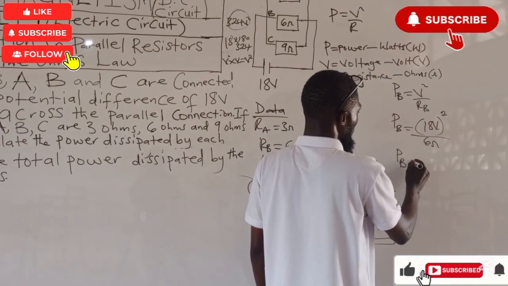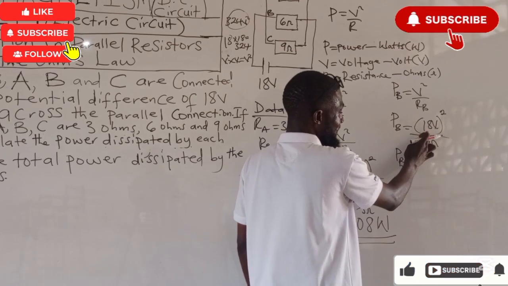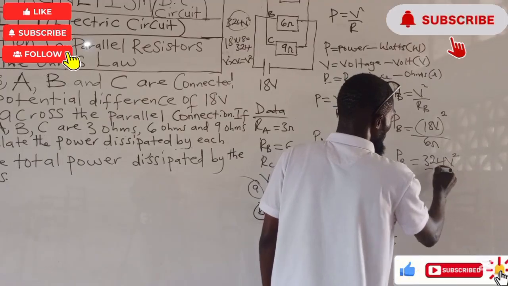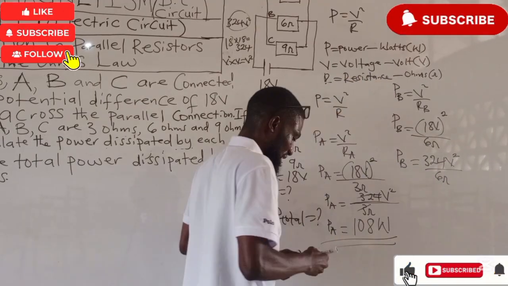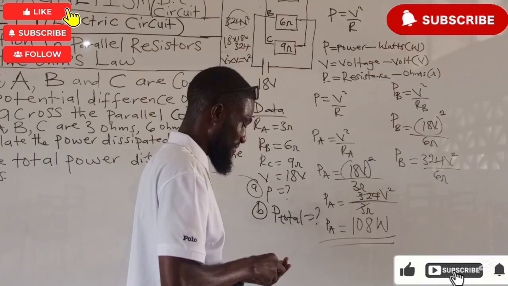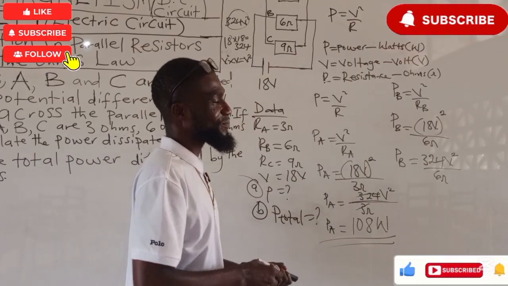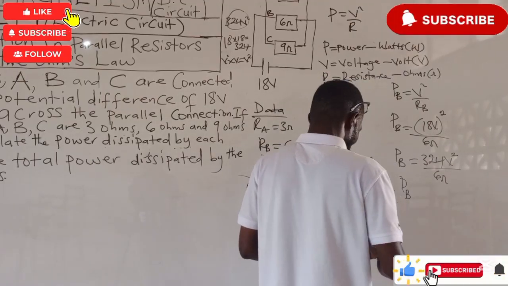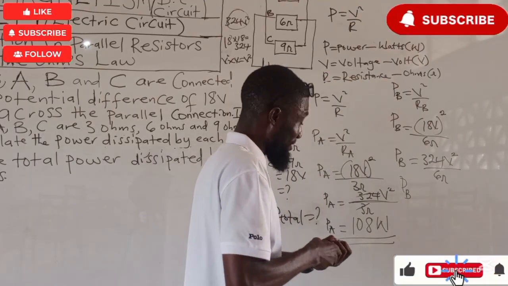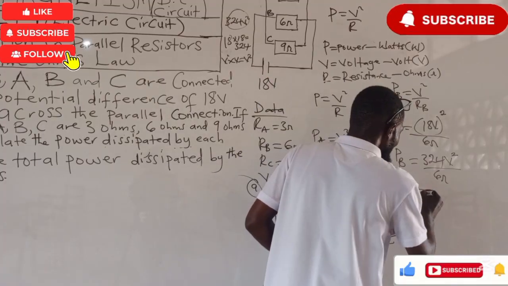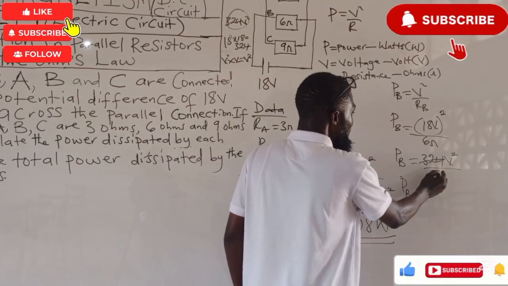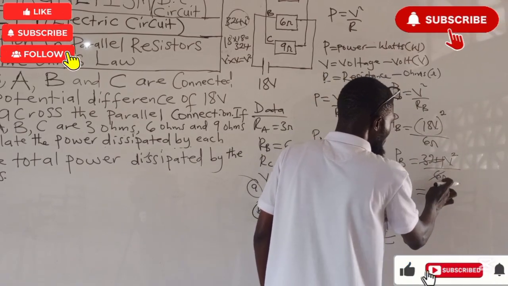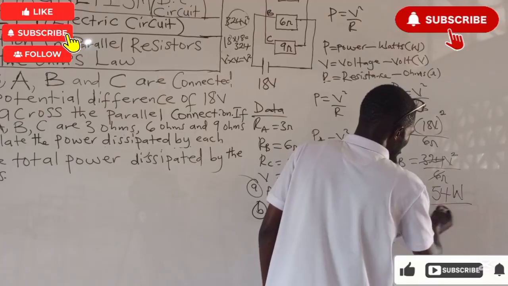Power B now will be equal to, applying the same thing, 18 times 18 is 324, V times V gives V squared, over 6 ohms. On this note, ladies and gentlemen, we'll be looking at this problem to solve. Power B will just be equal to 324 all divided by 6. Automatically we have 54. And V squared all divided by ohms will automatically give watts.